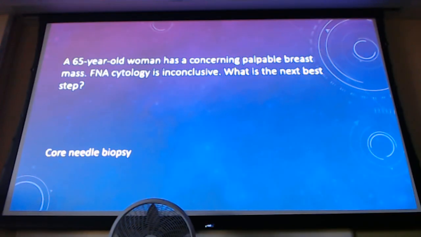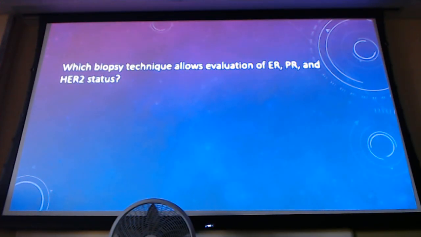Excisional, which is a general surgery lumpectomy, right? Or an excisional biopsy. Okay. Which one takes the whole mass? The lumpectomy. Lumpectomies take the whole mass. Okay? So if they don't want to mess around with cores, and they have a family history of breast cancer, or she's BRCA1 or BRCA2, we're just going to go ahead and do the whole thing. Okay? All right. Which biopsy technique allows for evaluation of ER, PR, and HER2 status?